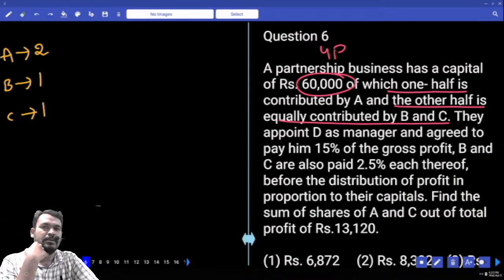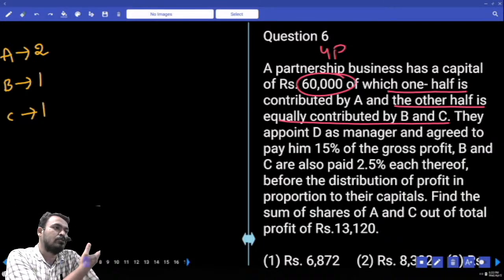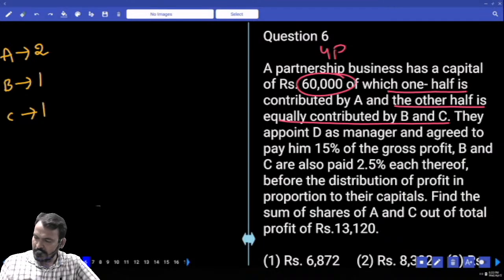If you consider 60,000, half value means 30,000. A is 30,000, and the remaining 30,000 is distributed equally between B and C, 15,000 each. What is the ratio? 2:1:1. Next, what is the next point?